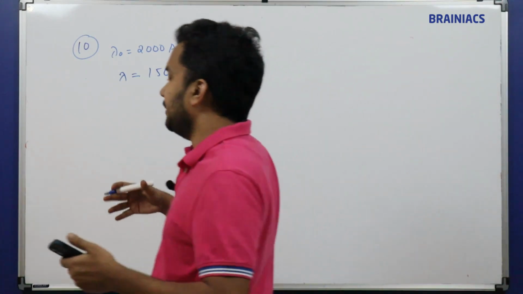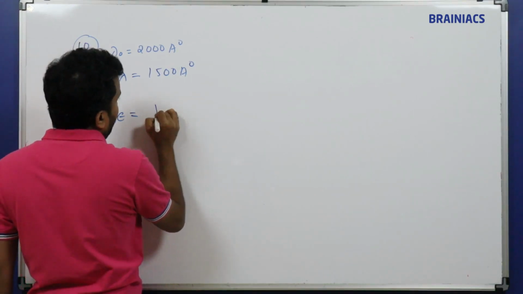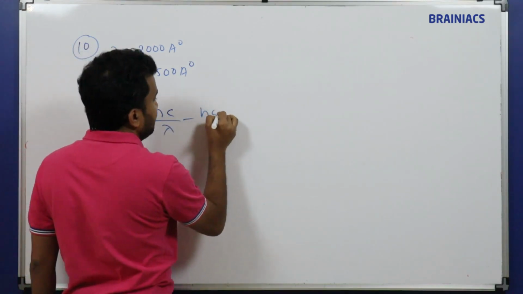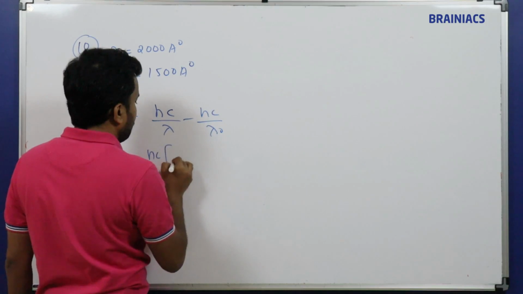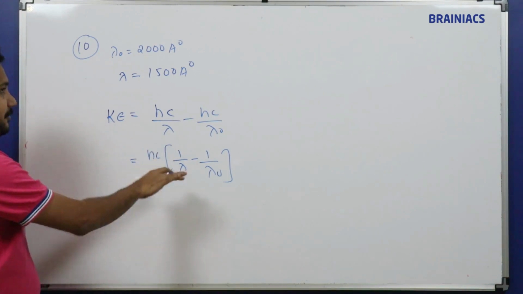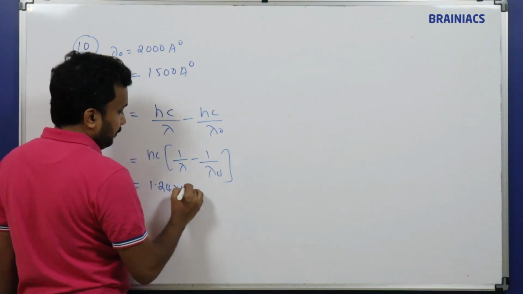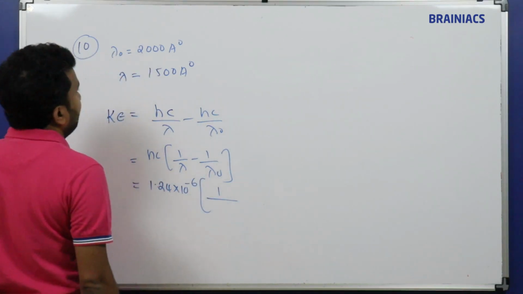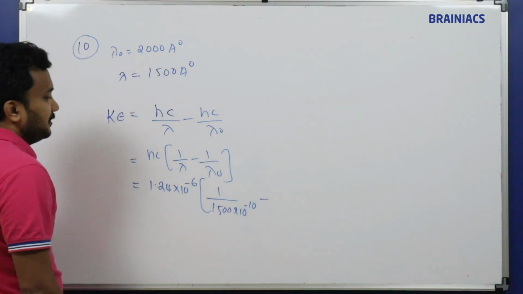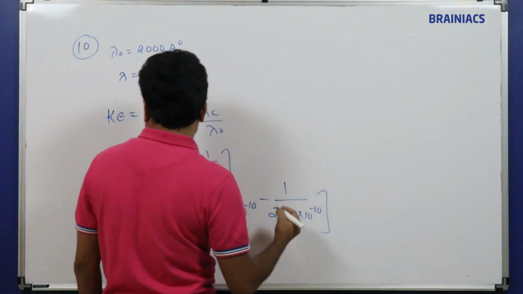Energy means the energy of the emitted electron, because it is actually a kinetic energy. So how can we do this? We know the formula, correct? hc by lambda minus hc by lambda naught. So hc is taken outside: 1 by lambda minus 1 by lambda naught. In order to get the answer in electron volt, we have to divide by e. So hc by e is already divided: 1.24 into 10 power minus 6 into 1 by lambda, where lambda means 1500 into 10 power minus 10 meter, that is the angstrom conversion, minus 1 by 2000 into 10 power minus 10.